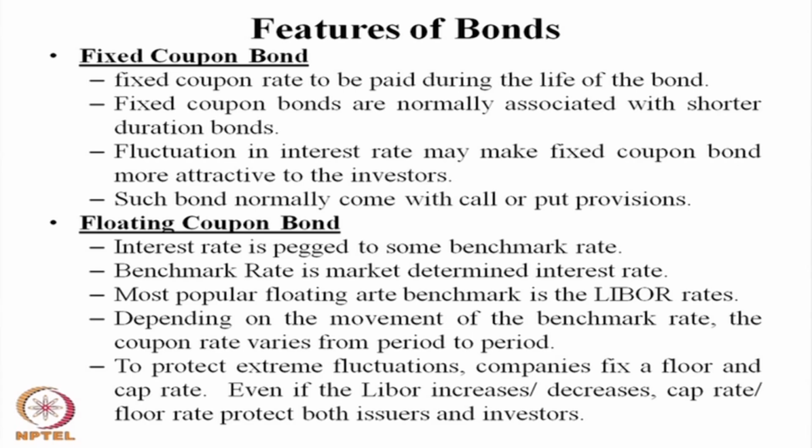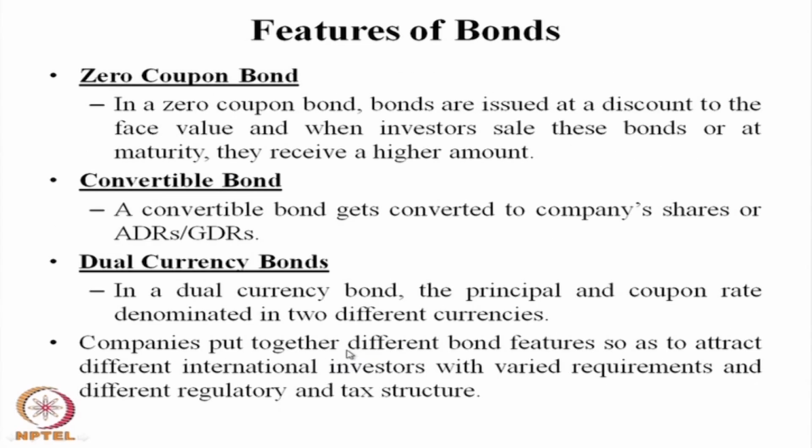rather than a fixed coupon basis. And if you go further regarding the features of the bond, there are many kinds of bonds available: zero coupon bond, convertible bond, dual currency bond. These are associated with the features of the bond. In case of a zero coupon bond, as we know, zero coupon means there is no coupon payment on the bond, and the bonds are sold at a discount. These are called discounted bonds.